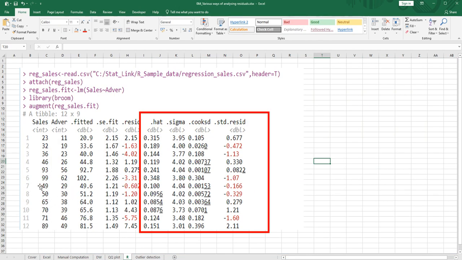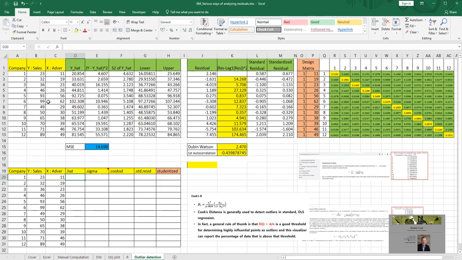I will use the same data, which I used in the previous video. Once you activate the broom library, if you run the augment function with regsales.fit, you can see these metrics. I will focus on these four columns, which are boxed with red color, in terms of residuals. I copied this raw data into here.